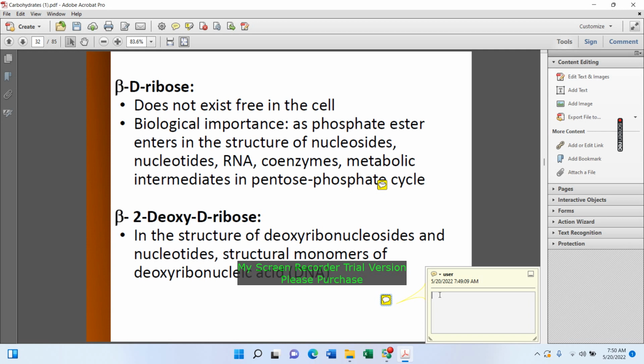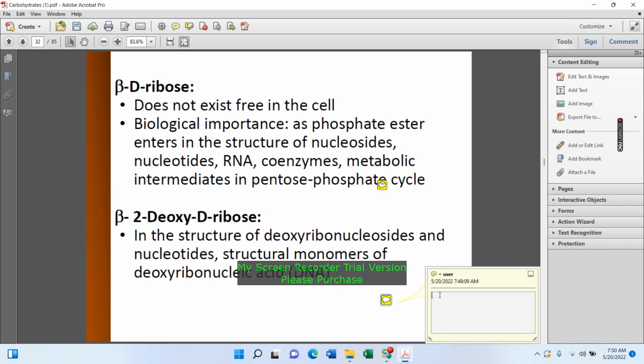It does not exist free in the cell. As a biological impulse, phosphate enters in the structure of nucleosides and nucleotides. Okay, so now it's beta 2 deoxyribose, that means actually DNA. In the structure of deoxyribonucleosides and nucleotides, structural monomers of deoxyribonucleic acid.